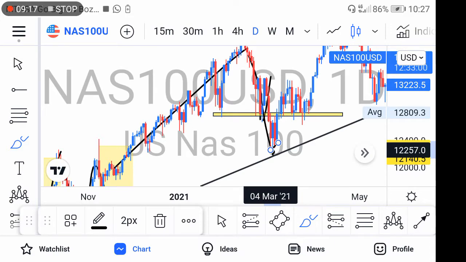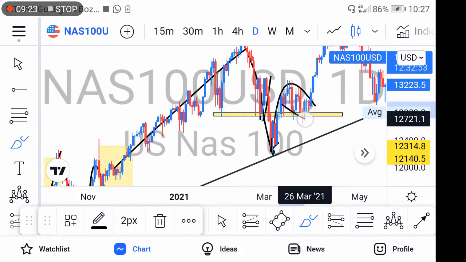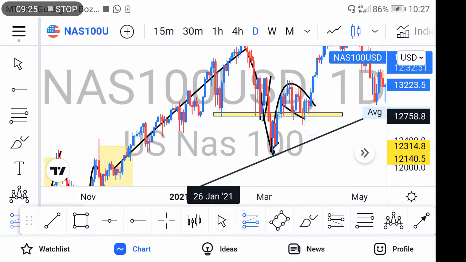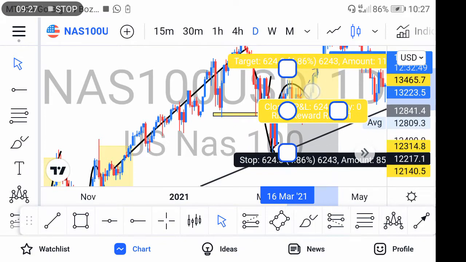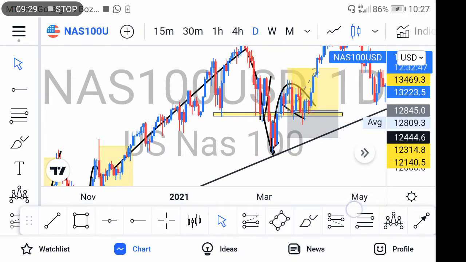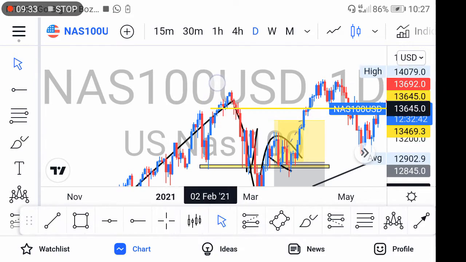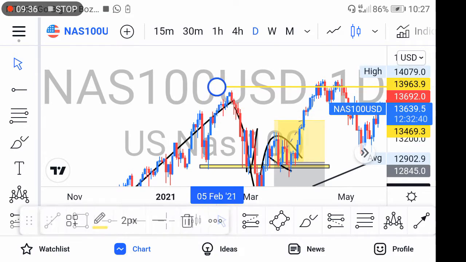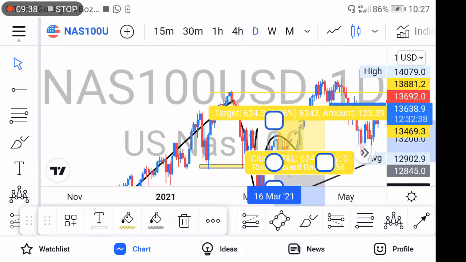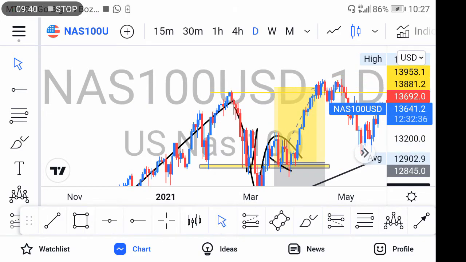Once it gave us the touch on the trend line, our next rule is that it must move away and retest our zone. Once it gives us that retest, we enter long and we target the beginning of our bearish market.